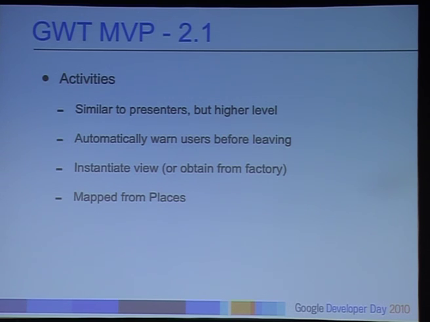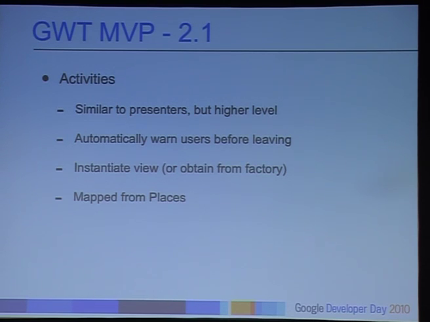Now, activities are similar to a presenter concept for those familiar with MVP, but an activity is named the same and works somewhat the same as an activity on Android. It represents a user activity, and you can write an activity in GWT 2.1. It just implements the Activity interface, which has just a couple of methods. And some of the things it will do for you is automatically warn users before they leave an activity. So if the user hits the back button, it will automatically get intercepted by the GWT code and pop up a warning if you tell it to. You can also turn that off. It says you're about to leave this activity.